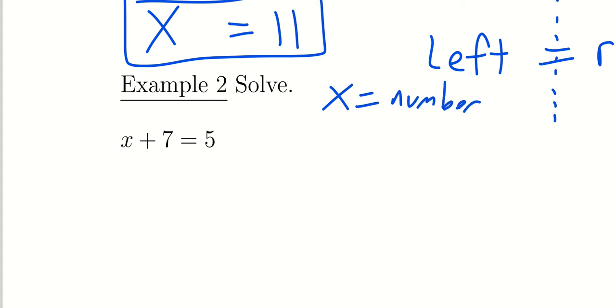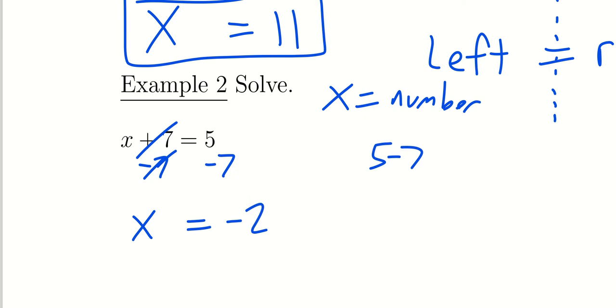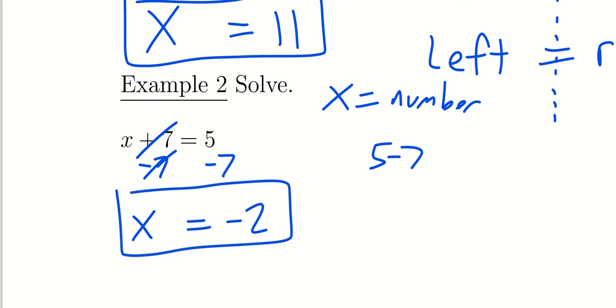In order to get the x by itself, we would need to remove the plus 7 that's on the same side as the x. The opposite of adding 7 is subtracting 7. So we're going to subtract 7 from both sides of the equation. On the left-hand side, the positive 7 and the negative 7 would cancel each other off. So we would get x equals 5 minus 7, which is something we did in the previous section. Well, 5 minus 7, we know that's going to be negative 2. So the answer to example 2 is going to be negative 2.